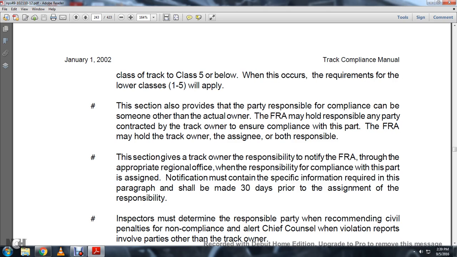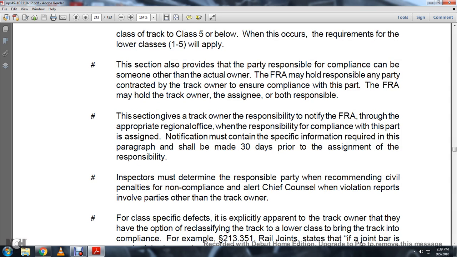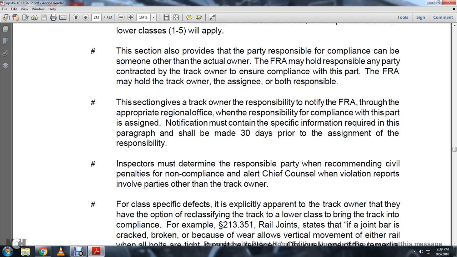This section also provides that part of the responsibility for compliance can be assigned to someone other than the actual owner. The FRA may hold responsible any party contracted with the track owner to ensure compliance with this part. The FRA may hold the track owner and the assignor both responsible. The section gives the track owner the responsibility to notify the FRA, through the appropriate regional office, when responsibility for compliance with this part is assigned. The notification must contain the specific information required by the paragraph and shall be made 30 days prior to the assignment of the responsibility. Inspectors must determine the responsible party when recommending civil penalties for noncompliance and alert chief counsel when the violations reported involve parties other than the track owner.